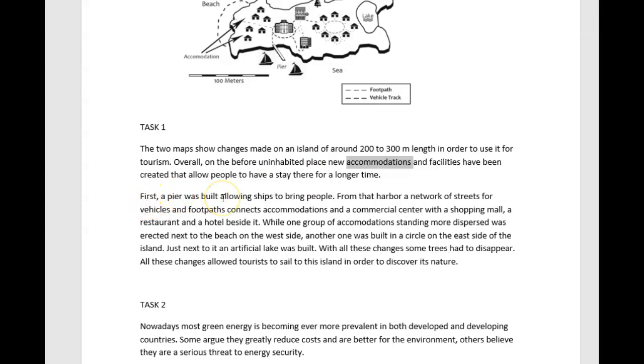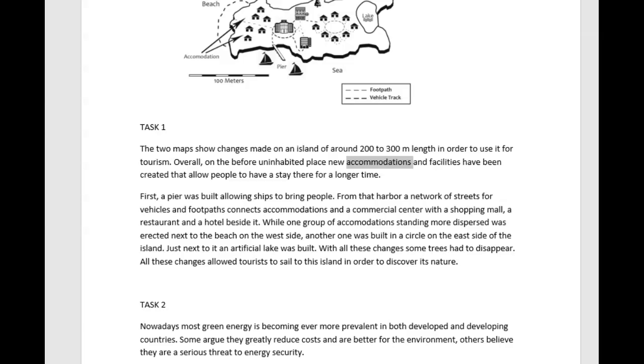First, a pier was built allowing ships to bring people. From that harbor, a network of streets for vehicles and footpaths connects accommodations in a commercial center with a shopping mall, a restaurant, and a hotel beside it. While one group of accommodations standing more dispersed was erected next to the beach on the west side. Another one was built in a circle on the east side of the island. Just next to it, an artificial lake was built. With all these changes, some trees had to disappear. All these changes allowed tourists to sail to this island in order to discover its nature.